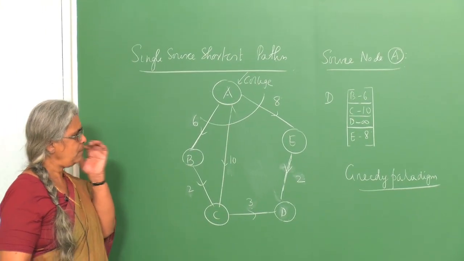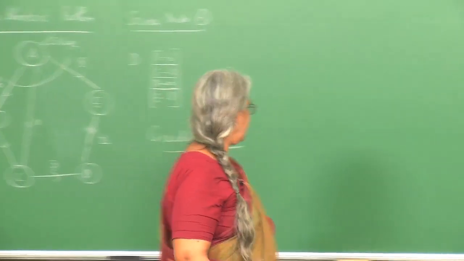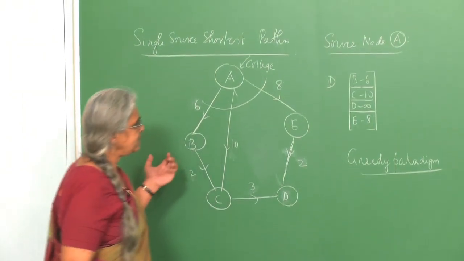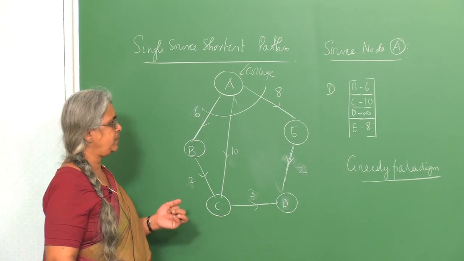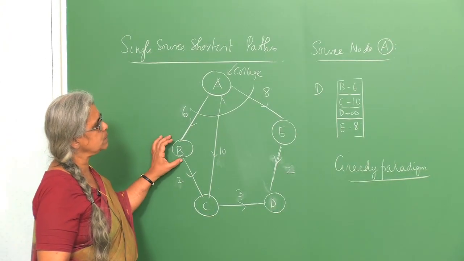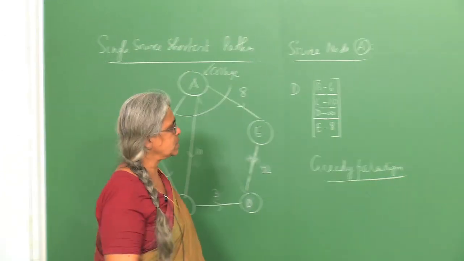Then if you go back to the algorithm, the idea is that we first include, what is it that we are trying to find? We are trying to find the shortest path to every node. So, first what we do is, we include the node which is closest to the given node into your source vertex list.